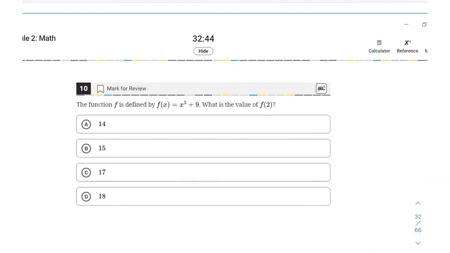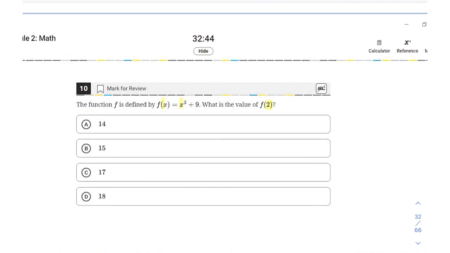Let's do one more. We'll take a look at number 10. It says the function f is defined by f of x equals x cubed plus 9. What is the value of f of 2? So basically, whenever you see this setup, whatever goes in this parentheses, whether it's a number or some other variable, you're just going to plug in place of x, anywhere that you see an x.